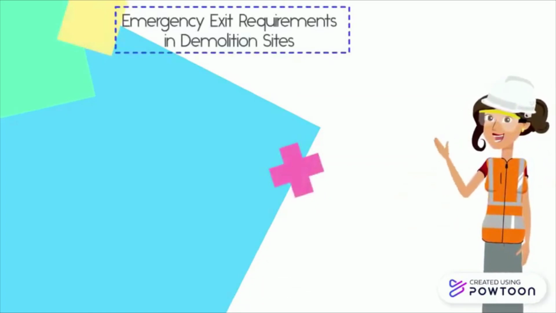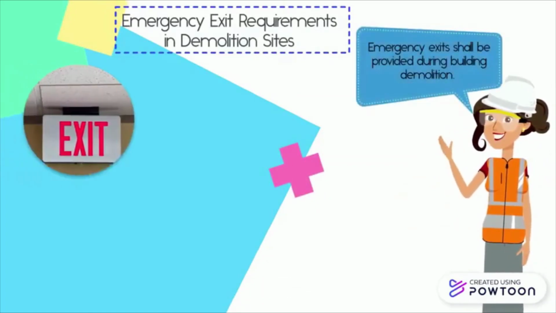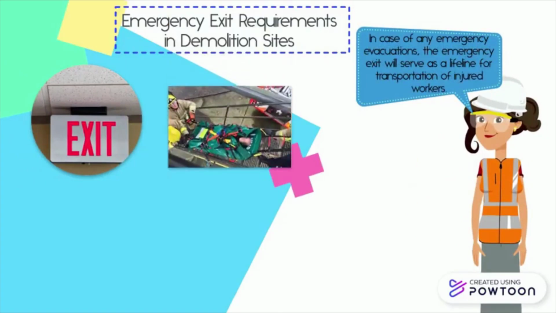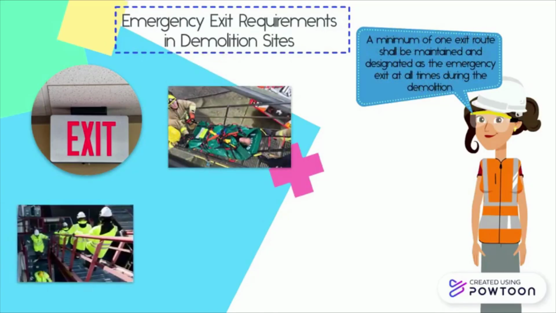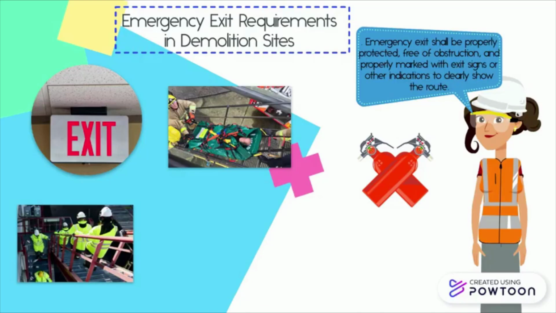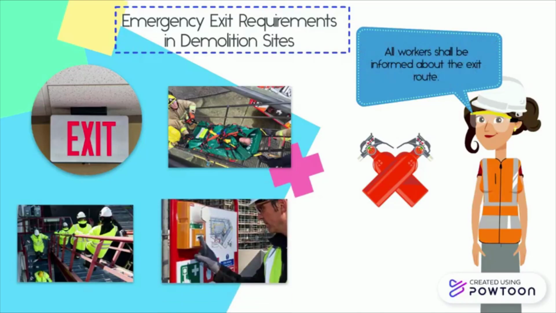Lastly, 6. Emergency exit requirements. In demolition sites, emergency exits shall be provided during building demolition. In case of any emergency evacuation, the emergency exit will serve as a lifeline for transportation of injured workers. A minimum of 1 exit route shall be maintained and designated as the emergency exit at all times during the demolition. Adequate lighting and fire extinguishing equipment shall be provided. Emergency exit shall be properly protected, free of obstruction, and properly marked with exit signs or other indications to clearly show the route. All workers shall be informed about the exit route.